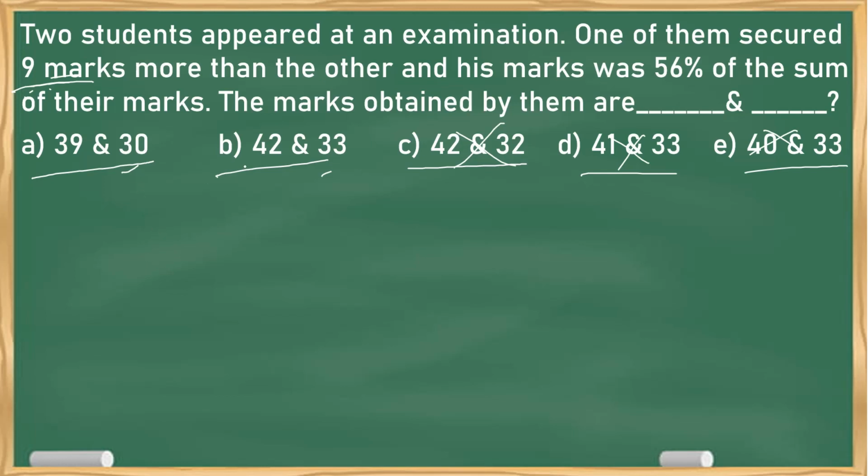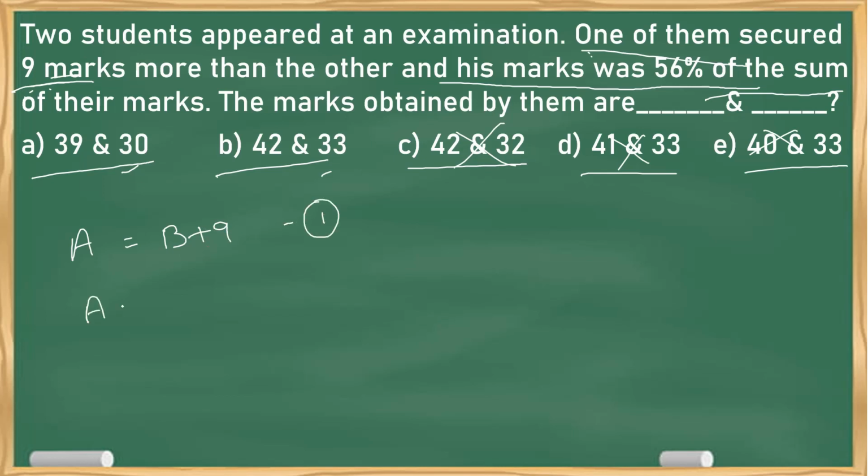Now, he has said one more thing. One of them secured 9 marks more than the other, and his marks were 56% of the sum here. Correct? 56% of the sum. So, I assume A is getting 9 marks more than B. So, A equals B plus 9. This is the first equation.